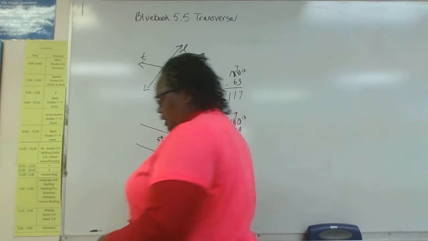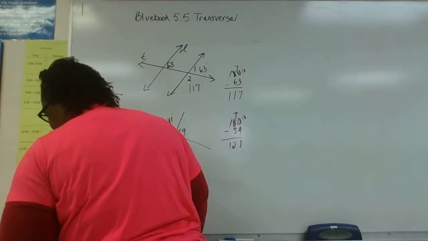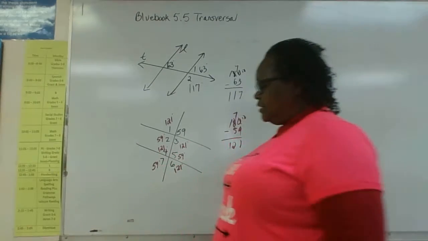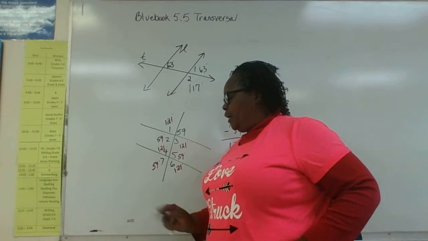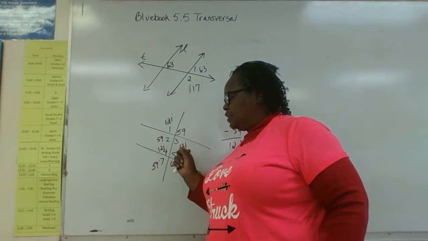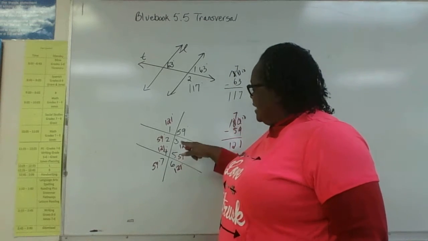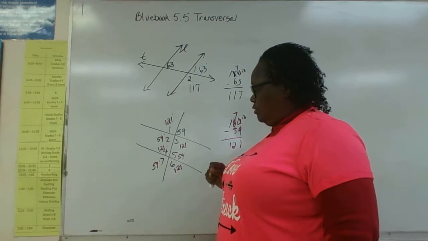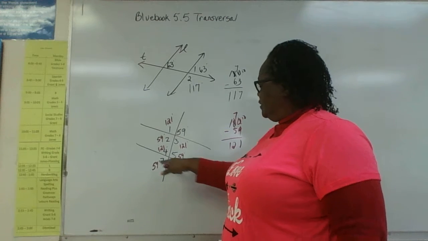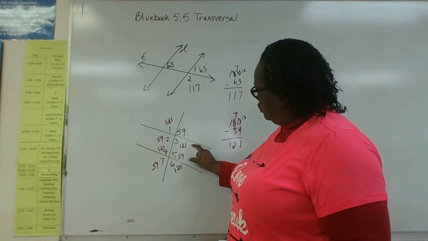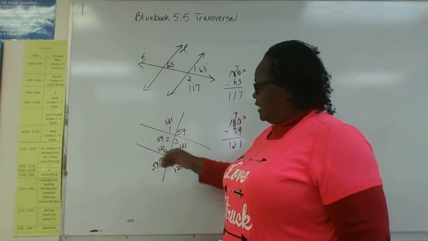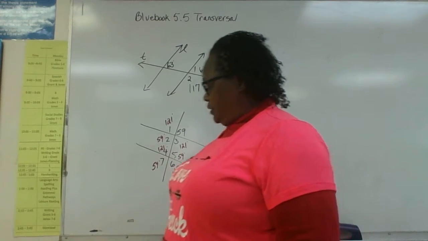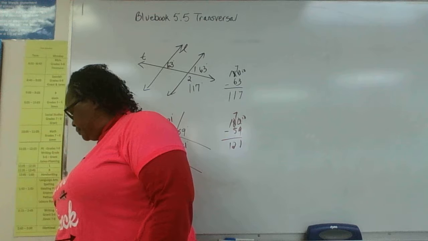Now, let's keep going. What we need to understand are interior and exterior angles. When two parallel lines are cut by a transversal, they form 4 interior angles and 4 exterior angles. Interior is in between the parallel lines. Exterior is on the outside of the parallel lines. Okay, moving forward.